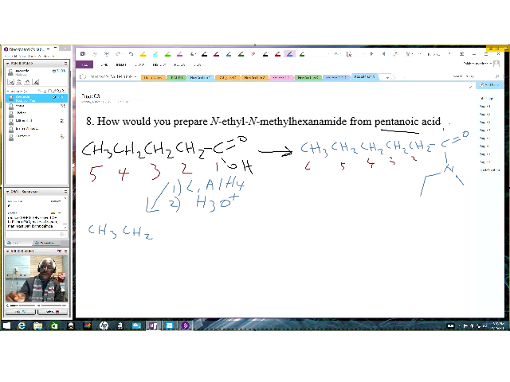Now, let's save ourselves some work here. Let's do the bond line structure here. So that will give us this here: 1, 2, 3, 4, 5. So that will transform the pentanoic acid to this primary alcohol. So that's 1, 2, 3, 4, 5.